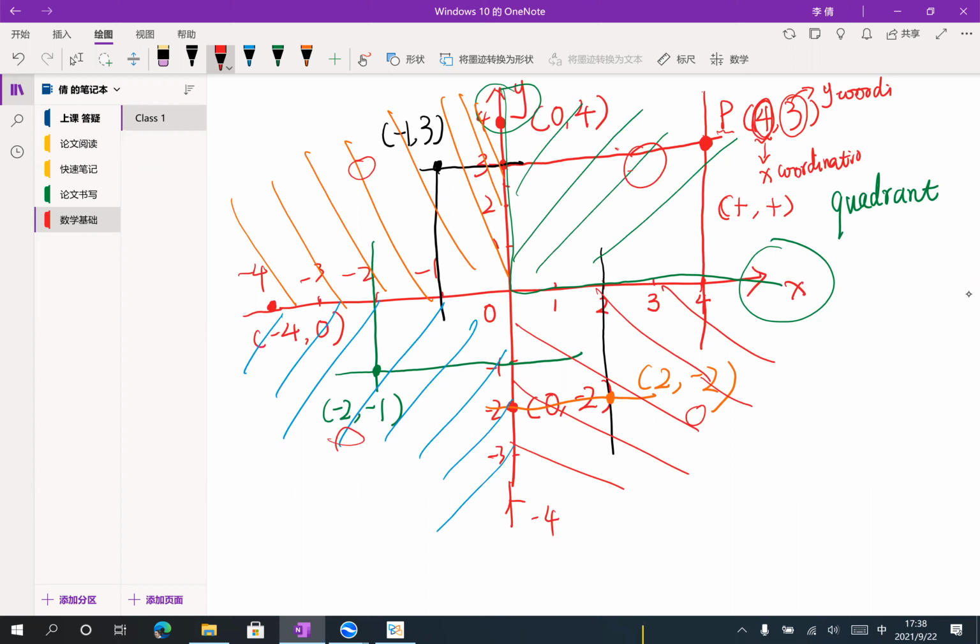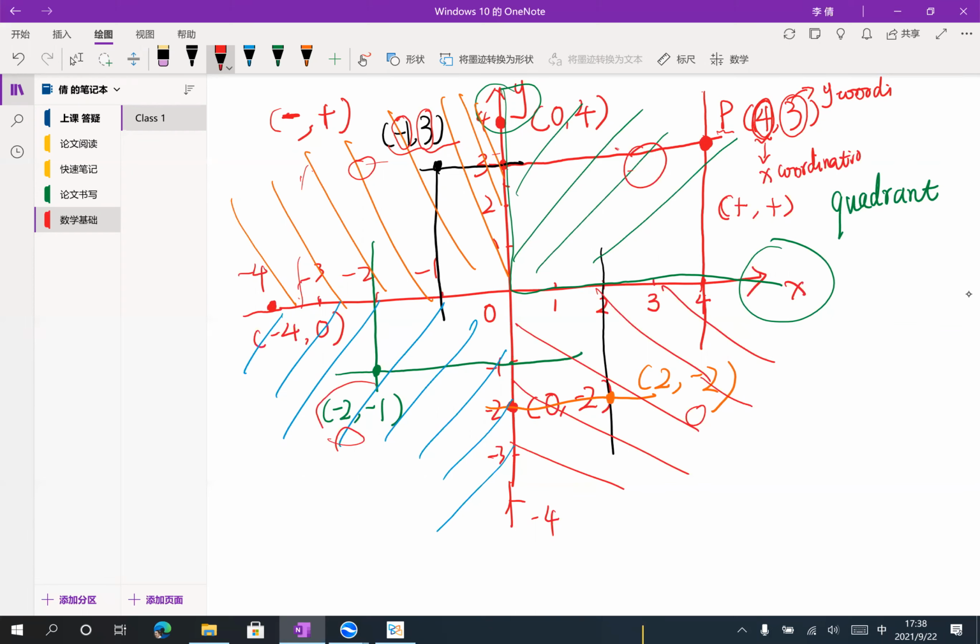And then let's see all the points on the second quadrant. Like this point, the first number is a negative number, and the second number is a positive number, right? So all those points on the second quadrant, the first number is a negative number, and the second number is a positive number, right? Yes.